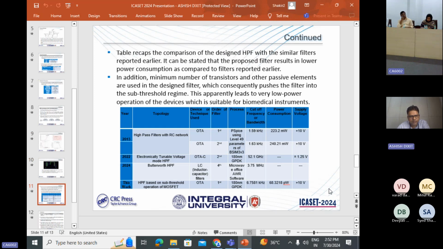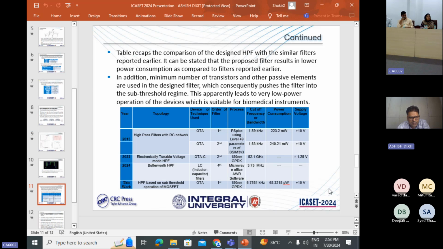Here the table is given for comparison of various circuits like the same high pass filter. We can see one paper reported in 2013 using OTA technology, and it is a first order filter. Here we see that cutoff frequency is 1.59 kilohertz and power consumption was very high, that is 223.2 milliwatt.